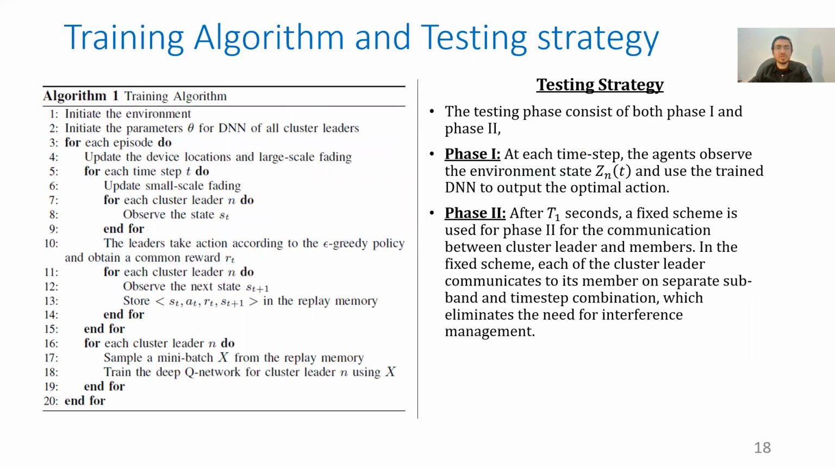So moving on to our training algorithm and testing strategy, we consider an episodic setting with each episode corresponding to the time limit of delivering the packet. Each episode consists of multiple time steps. At the start of each episode, the device location and large-scale fading are updated, while at each time step, the small-scale fading is updated. At each time step, each agent observes its local channel and takes an action. Based on this, it receives a reward and moves on to the subsequent state. This tuple of state, action, reward, next state is stored in the memory and is used to train the deep Q network. Once the training phase is complete, we move on to the testing phase, where each agent uses its trained deep Q network to take actions. For phase 2, we consider a fixed scheme.